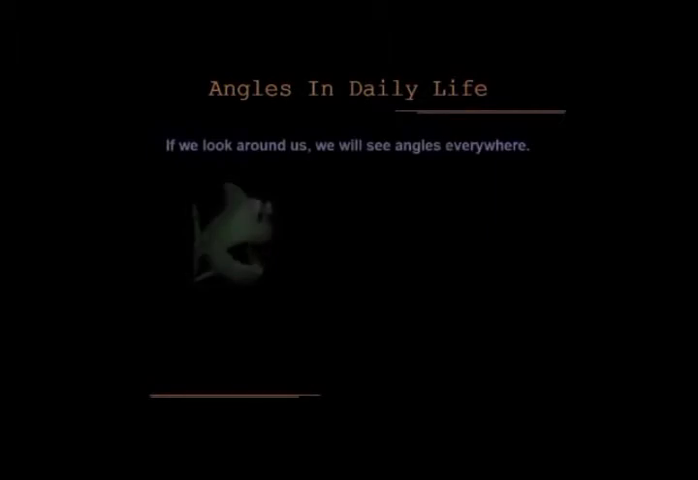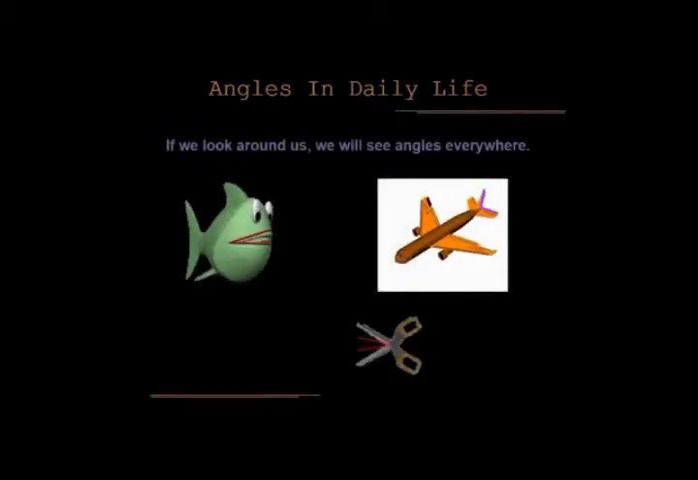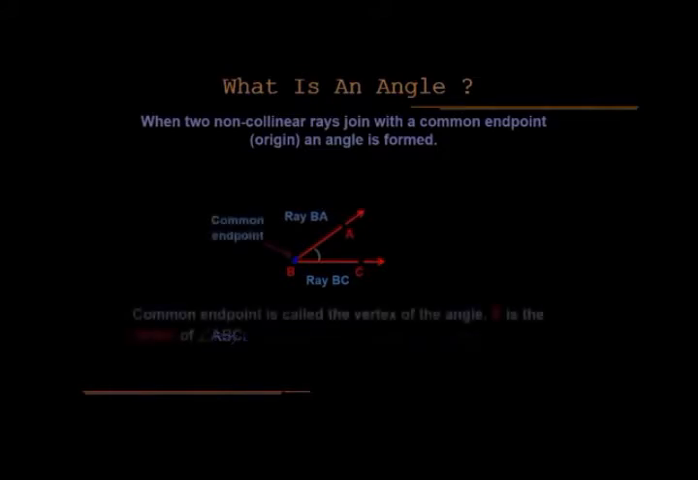So many angles, like in this picture, or in the wings of this aeroplane, or in the hands of this Caesar. So this is an angle. Now what is an angle? When two non-collinear rays join with a common endpoint, an angle is formed. For this, let us take an example of a ray BC and a ray BE. Now when these two non-collinear rays intersect or join at a point, this point is known as the common endpoint, and BA and BC are known as arms of this given angle.